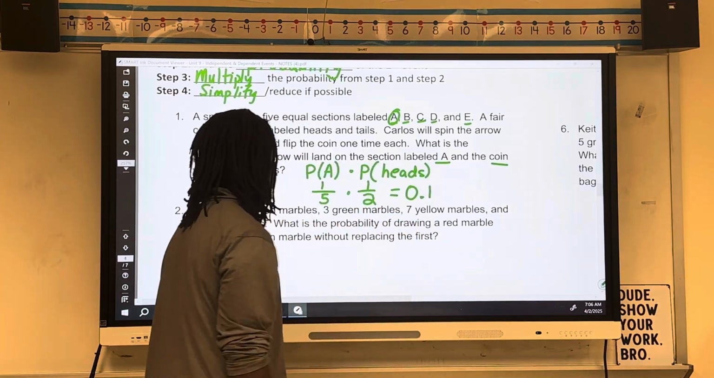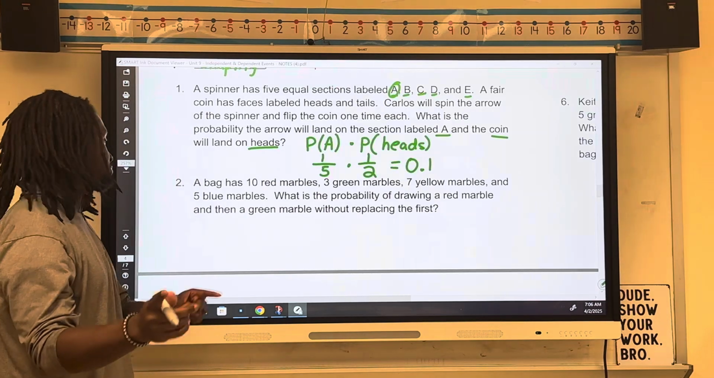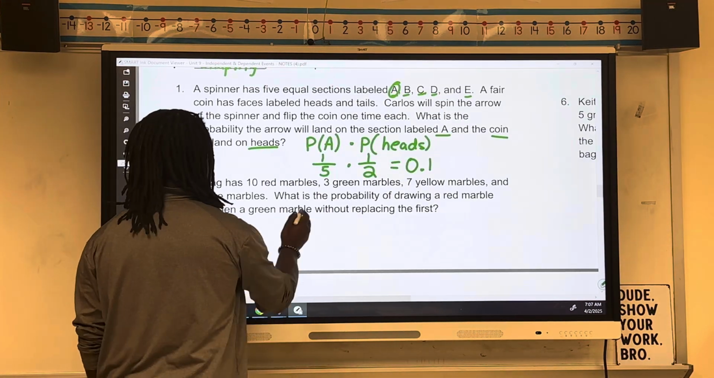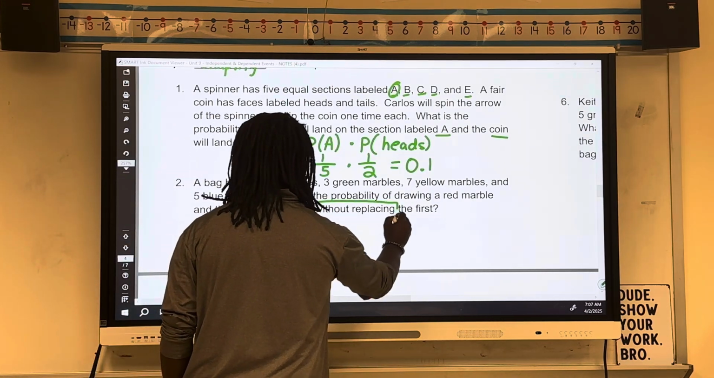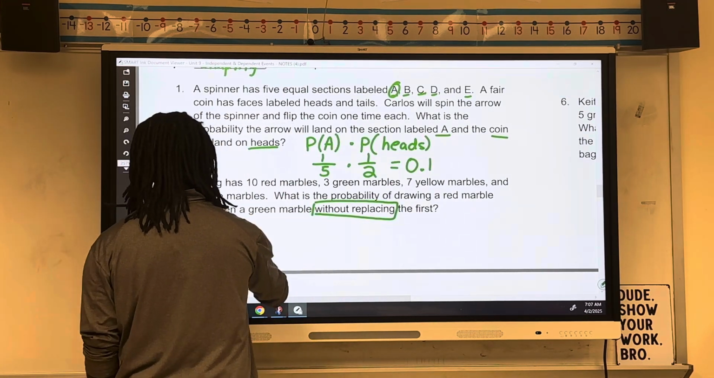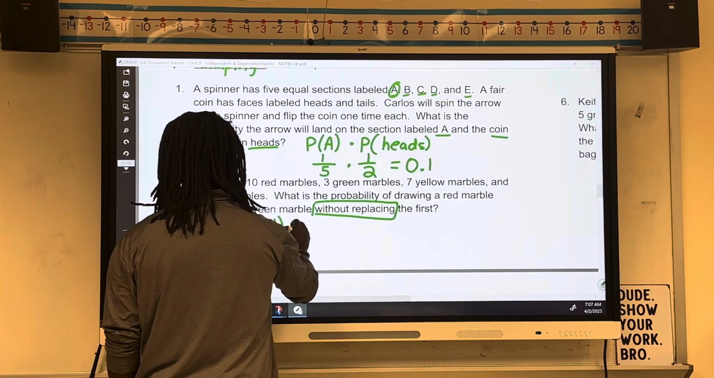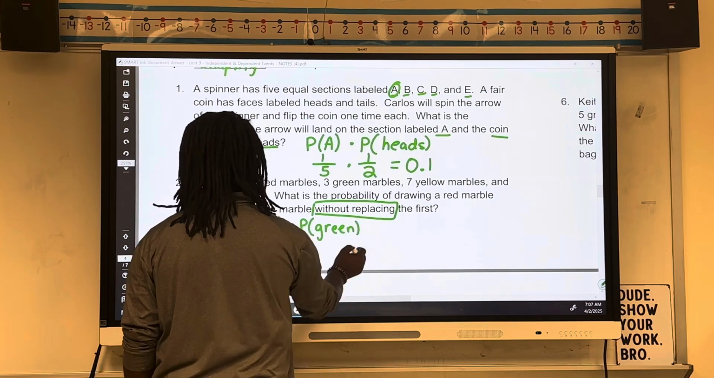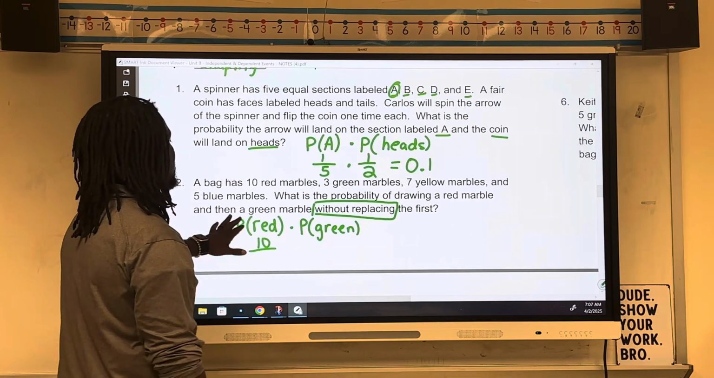Question number 2. Hope you've paused it and answered it. Here we go. What is the probability of drawing a red marble, then a green marble, without replacement? That is the key. So we have the probability of getting a red marble times the probability of getting a green marble. We have 10 out of how many total?